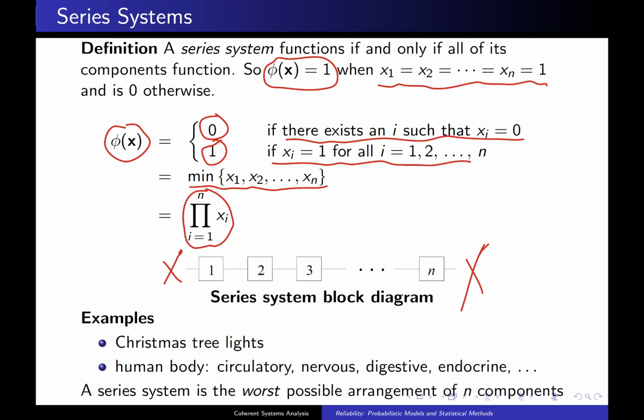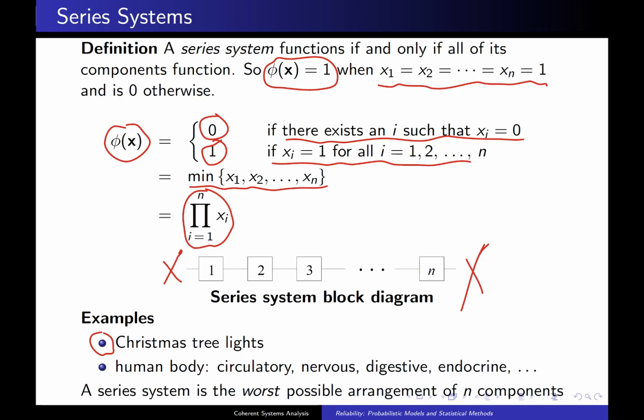A couple examples of series systems. Christmas tree lights, the old-fashioned kind; the more modern kind don't work this way. Old-fashioned Christmas tree lights used to be such that when a bulb burned out, the whole string would go out. And then, of course, it was a lot of time to try to figure out which bulb burned out. You had to get a bulb that you knew worked and just work your way through the whole string of Christmas tree lights to figure out which one was the one that went out. So that's a series system.